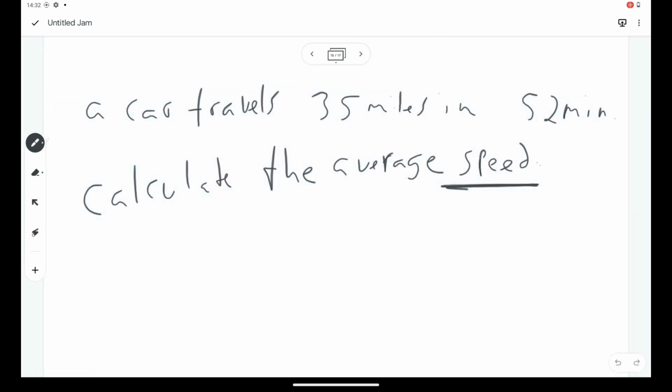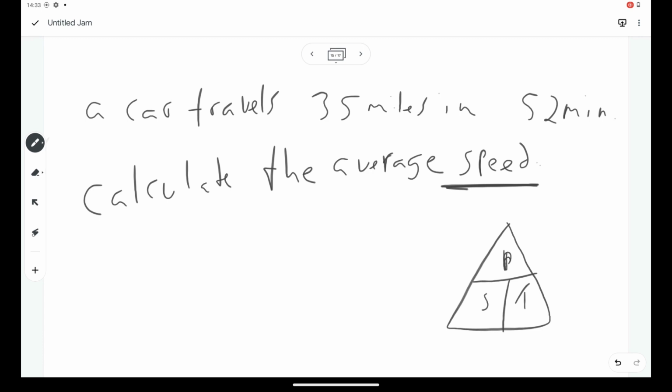A car travels 35 miles in 52 minutes. Calculate the average speed. So again, going back to our triangle, I'll just draw that here for you. Speed, distance, time. Now, when you're working with speed, an easier way to complete it is to always turn minutes into hours. It will just make your life a lot easier because there'll be a lot less numbers in your final answer. So 52 minutes, how do we turn that into hours?